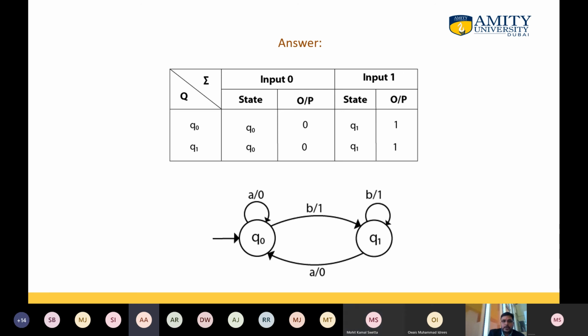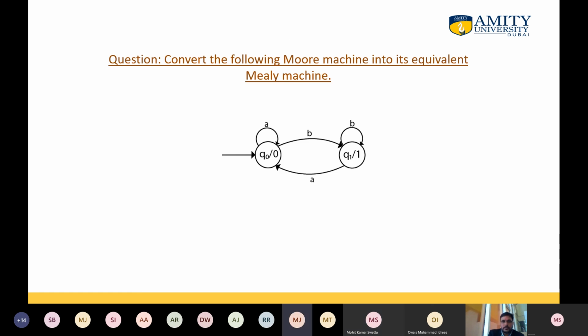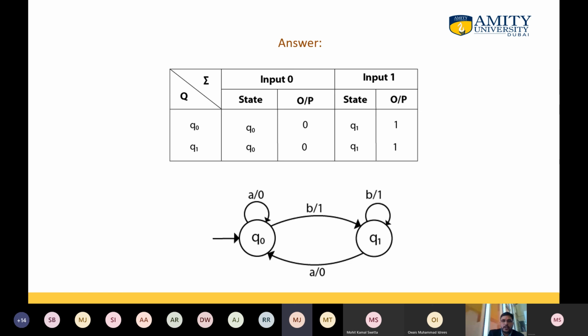And Q1 input A, where were you going? Q0. So that's why here you are writing Q0. Now come to input B. Q0 input B, where are you going? Q1. And Q1 input B, you are going to Q1. So these four states you wrote.